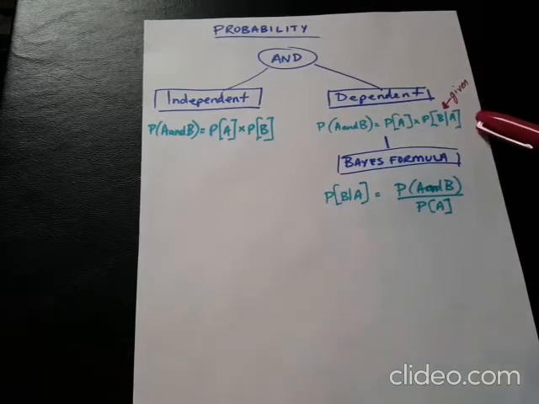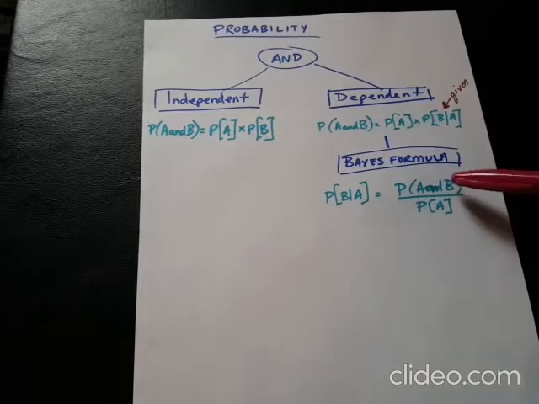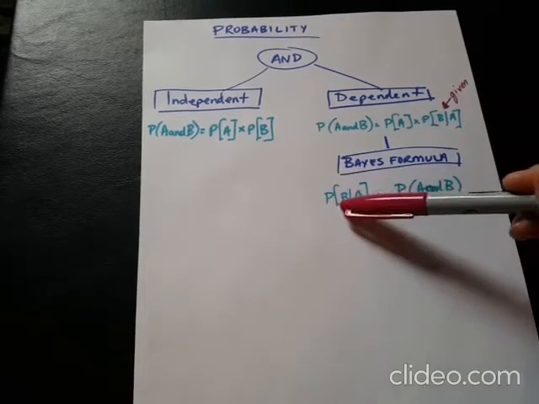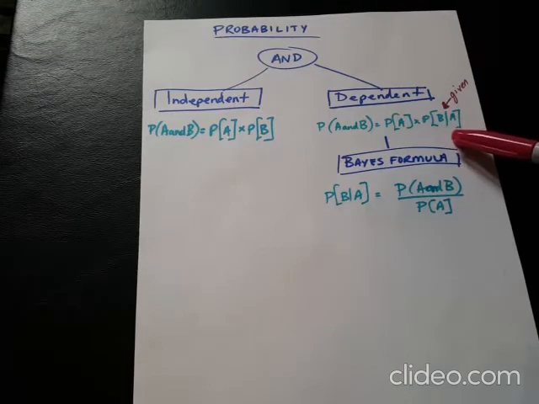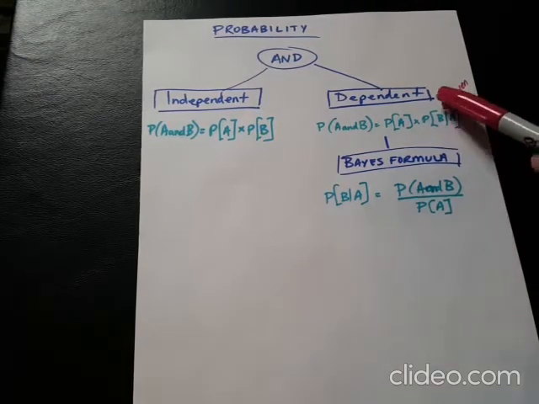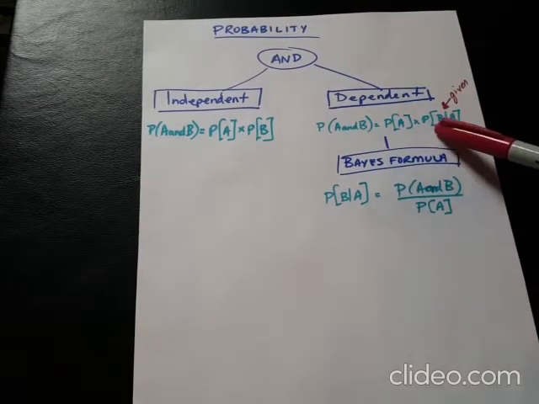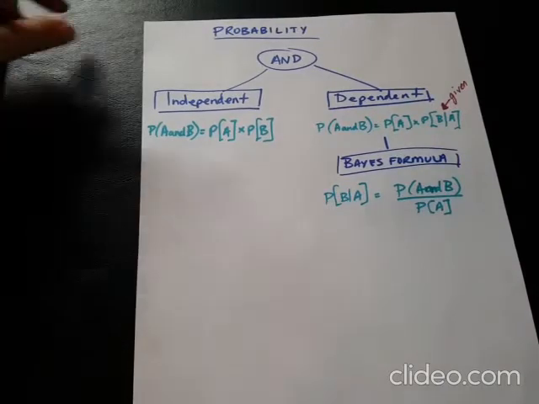And then after we look at one dependent example, we'll look at Bayes' formula. So Bayes is just a rearrangement of the dependent where we're solving for B given A. So there's this straight line, and just be careful as you're looking through the notes. This is not a divide sign. It's literally just a vertical line, and you would read it as given. So that's B given A. B given that A has occurred. So let's take a look at our first example.